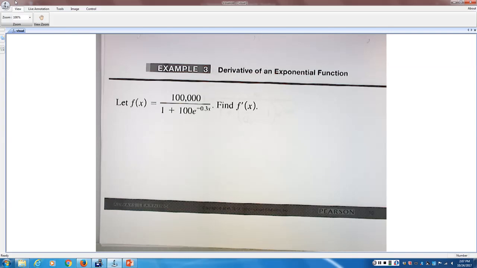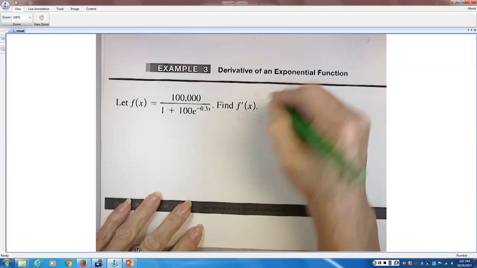Now this one actually is an example of something called a logistic function.